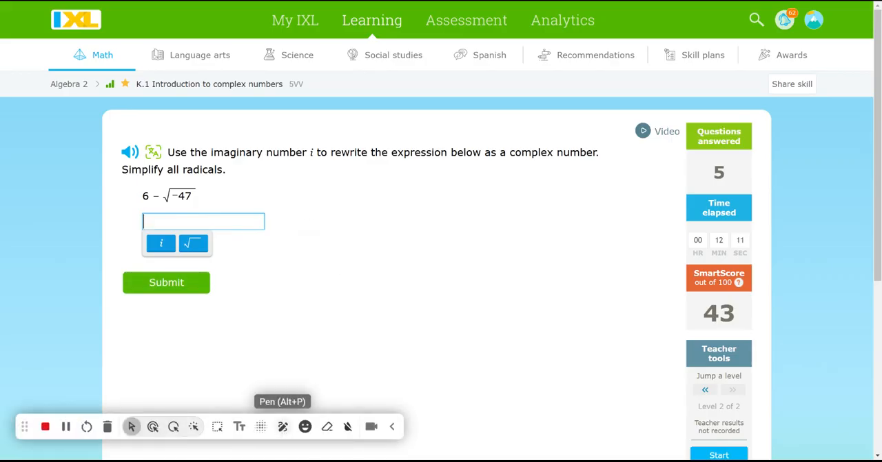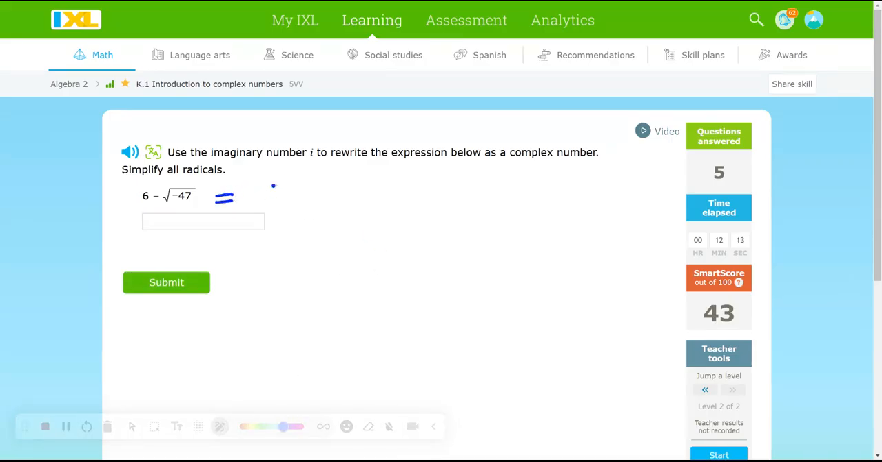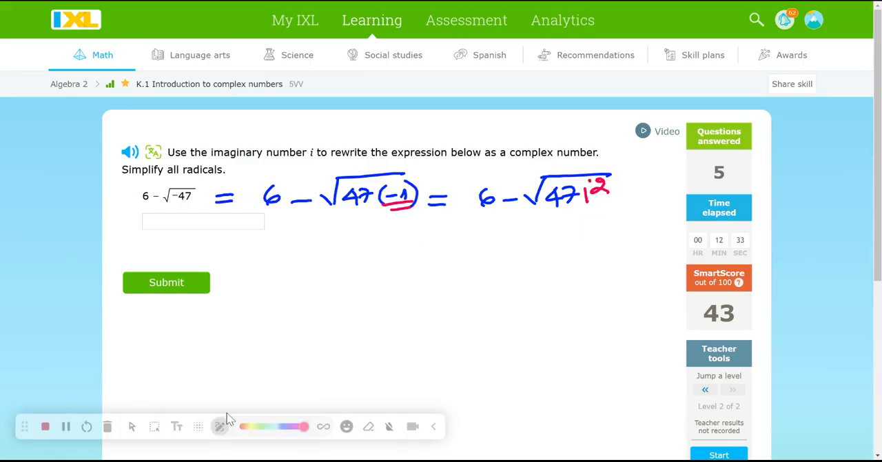Okay? Ooh! Look at this. The number 6 is already outside, so what? Just leave it there. Okay? Square root of negative 47, I make it become 47 times negative 1. Okay? So now, you know what to substitute negative 1 for. Negative 1, I substitute by i squared. Okay? And now, try to simplify the whole thing.